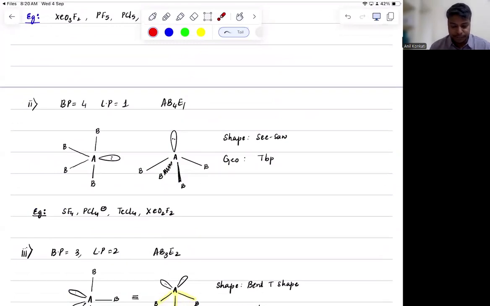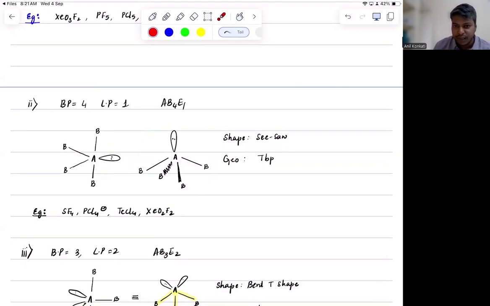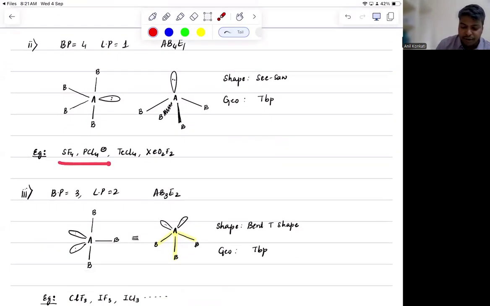Next, notice it. Bond pairs are 4, lone pairs are 1. In that case, we will have one lone pair, and the lone pair always needs to be placed in the equatorial position. Because of that, there will be some repulsion here and some repulsion here, and it will convert into a new shape. This is called the seesaw shape. The geometry is trigonal bipyramidal only, but the shape has now changed to seesaw. Very important examples, everybody, please remember these: SF4, TeCl4, XeO2F2, PCl4 minus, and so on.